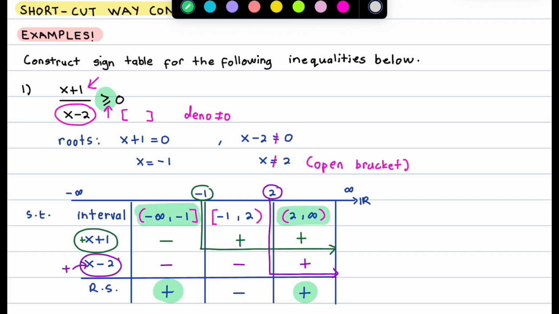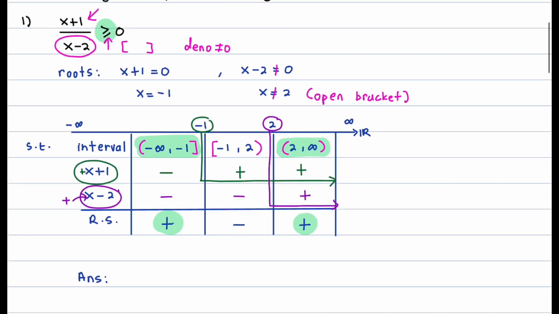How do you combine the two answers? You rewrite negative infinity until negative 1, open, closed. Then to combine the second one, you have to put a union, union with 2 until infinity. And then you are done. Are you okay?